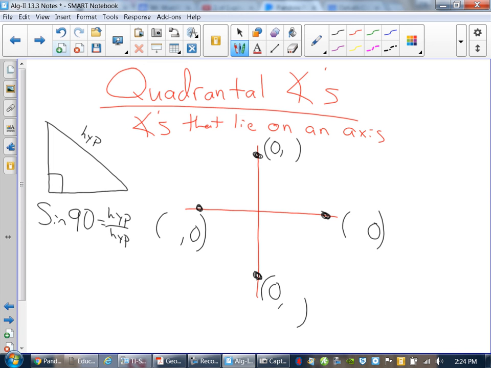So at 90 degrees, have I kind of given it away yet that the y value is your sine? Well, your y value is your sine. What's your x value? Cosine. Because what comes first in the alphabet, sine or cosine? Cosine. What comes first in the alphabet, x or y? X. So the reason that works is you get that.